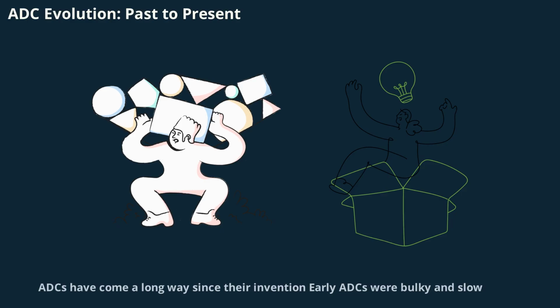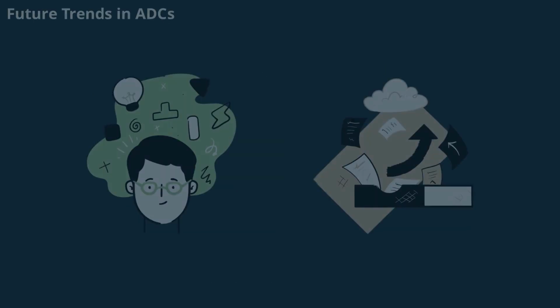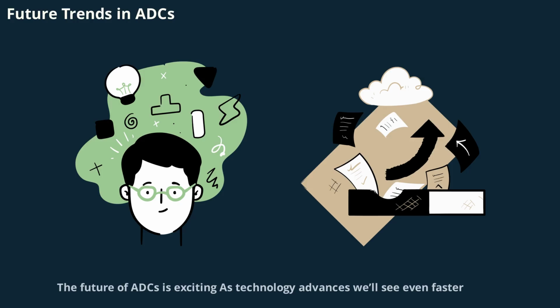ADCs have come a long way since their invention. Early ADCs were bulky and slow, but advances in semiconductor technology have made them faster, smaller, and more efficient. Today's ADCs are found in everything from tiny wearables to massive industrial systems, powering the digital revolution. The future of ADCs is exciting. As technology advances, we'll see even faster, more accurate, and more energy-efficient ADCs. Innovations like AI-driven calibration and integration with wireless systems are on the horizon, opening up new possibilities for smart devices and the Internet of Things.